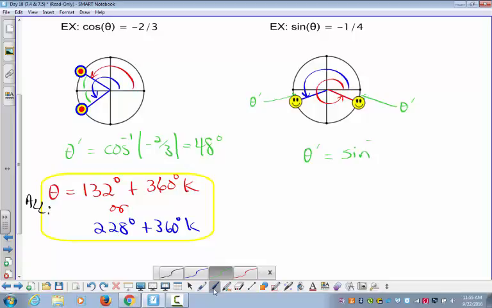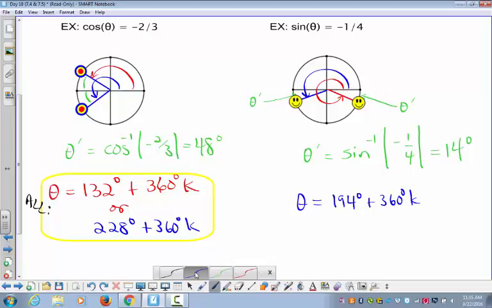So we're going to do the inverse sine of the absolute value of negative 1/4. And that's 14 degrees if we round to the nearest degree. All right, so that tells us that our blue group is going to be 180 plus 14, so 194 plus 360k. That'll be our blue group, 194 plus 360k. How about the red group over there in quadrant 4? How much? 346. Yeah, so we take 360 and subtract 14 and get 346, good. Plus 360k.